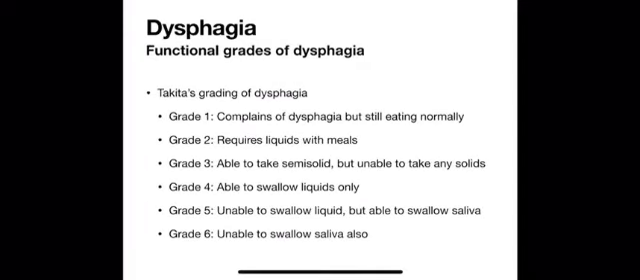The functional grading of dysphagia is called Takita's grading of dysphagia. Grade 1 when the patient complains of dysphagia but still eats normally. Grade 2 requires liquids with meals. Grade 3 when the patient is able to take semi-solids but unable to take any solids. Grade 4 when the patient complains of dysphagia even to liquids. Grade 5 when the patient is unable to swallow liquid but able to swallow only saliva. And grade 6 when the patient is not even able to swallow saliva.